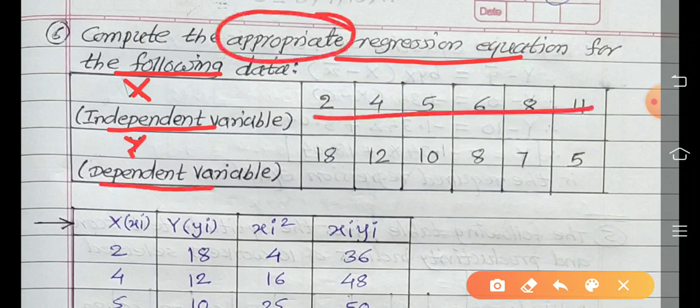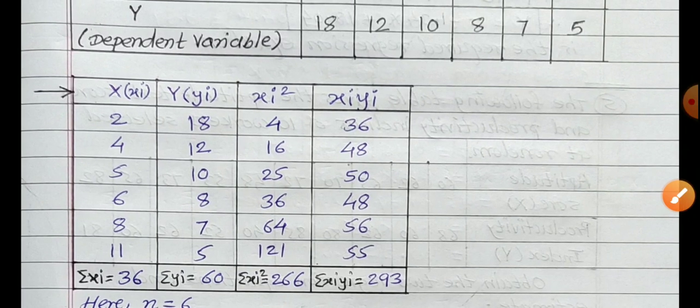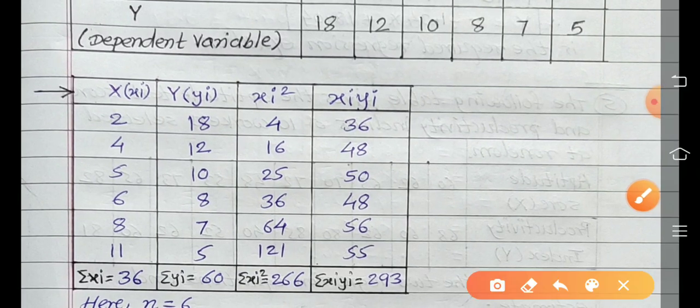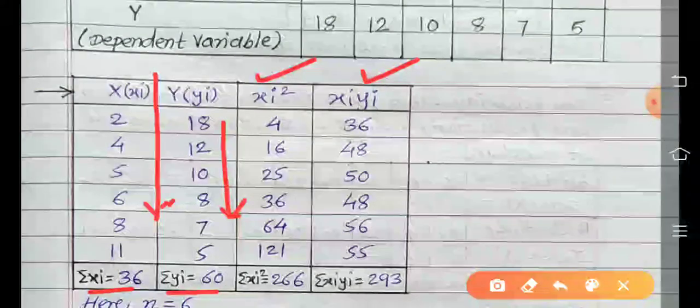So values are given here. So we prepare the table for y on x. The x values are given, so we find out xi square and the product of xi yi. All values we are writing in the form of a table. Capital X means all these values indicated as xi. Values of capital Y are nothing but yi. We are making the totals. So summation of xi is 36, summation of yi is 60.